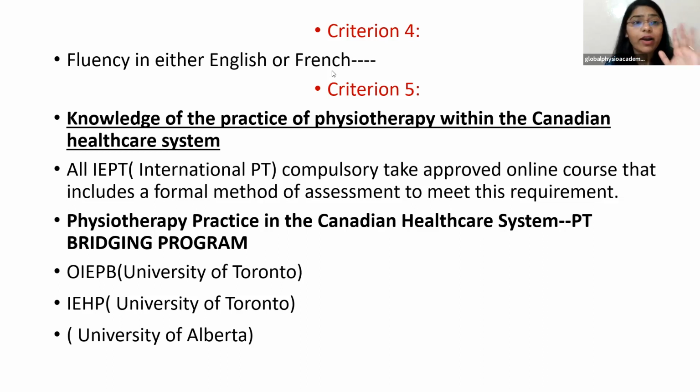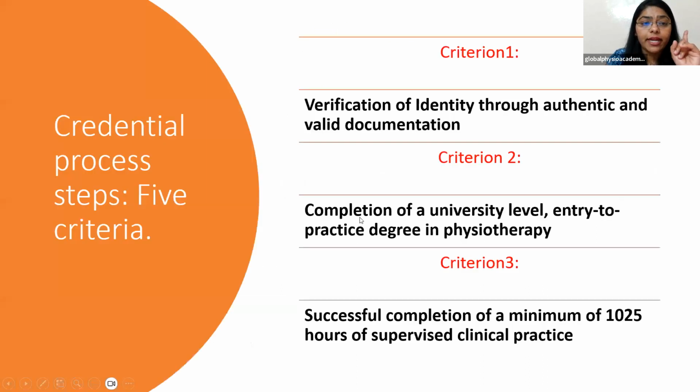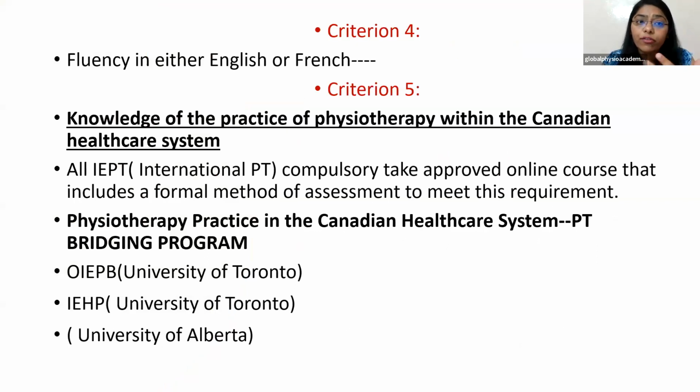So this is a total of 5 criteria. Okay, we will discuss it one more time. But credential, it is the verification process. Once you are done in the home country, then you can start this process through your home country: identification verification, university degree certificate, clinical hours, English or French fluency, and the bridging program.